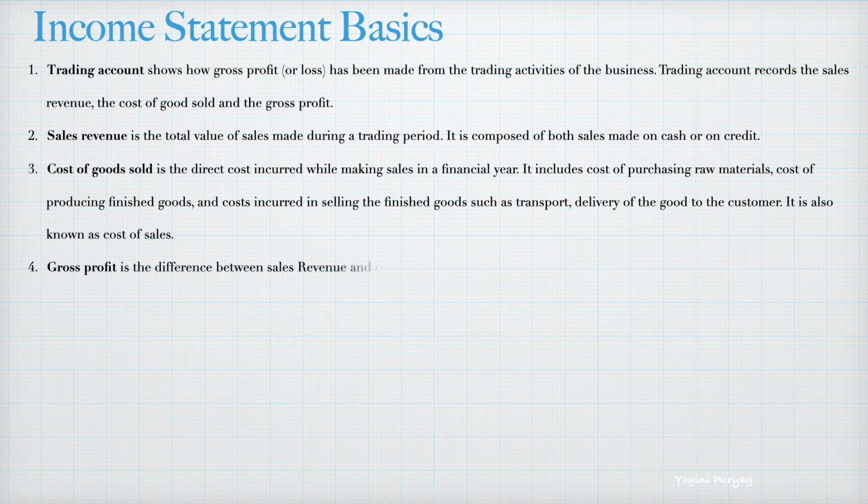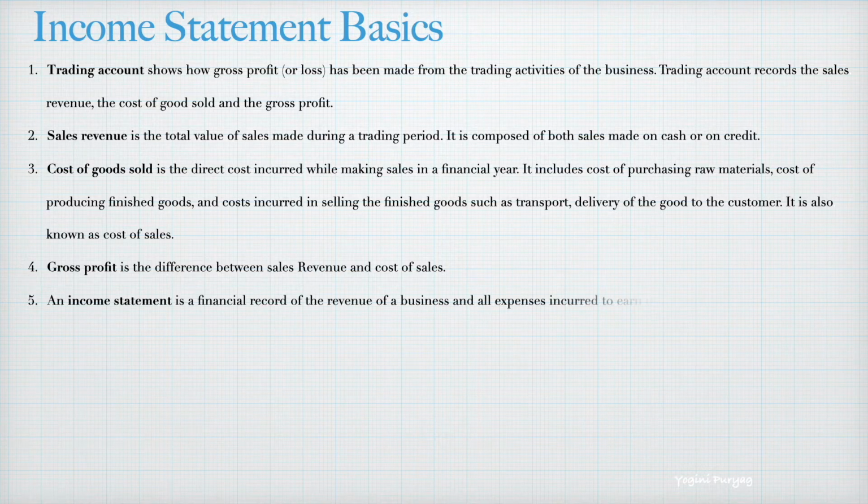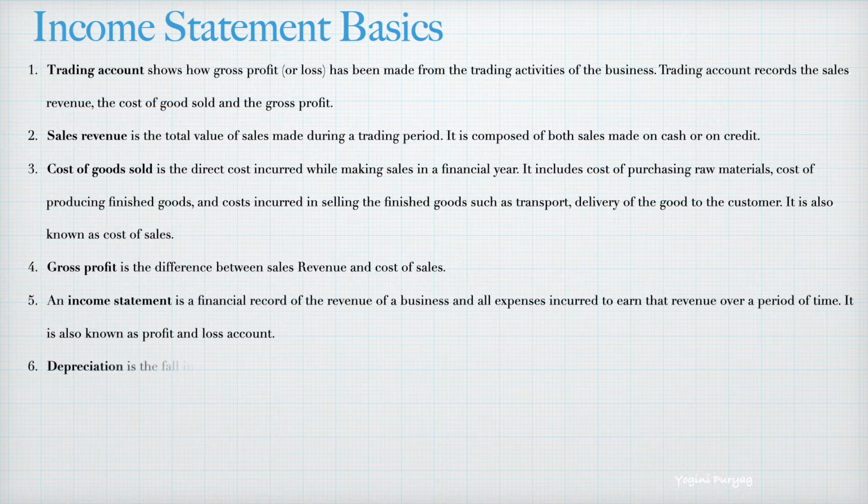An income statement is a financial record of the revenue of a business and all expenses incurred to earn that revenue over a period of time. It is also known as the profit and loss account. Depreciation is the fall in value of a fixed asset over time. It can be calculated using the straight line method or the reducing balance method.